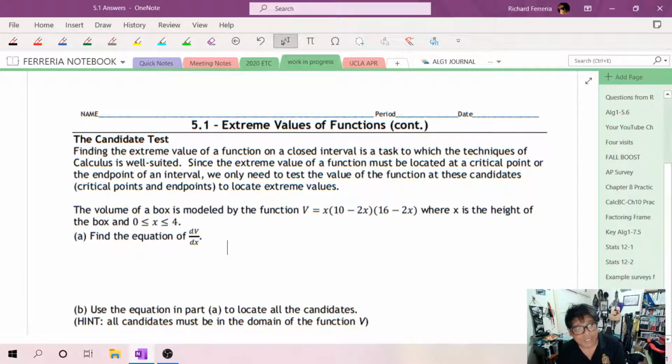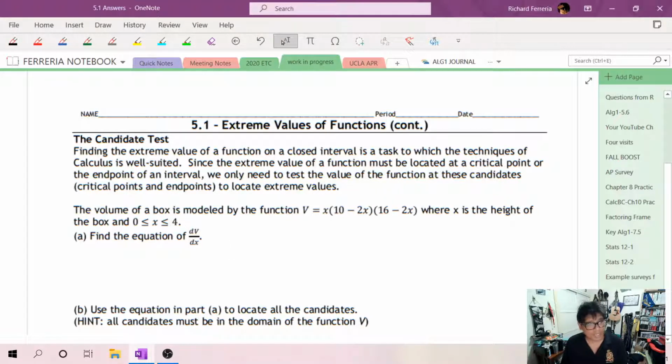So I'm going to say this again. If the task is to find the extreme value of a function on an interval, then you're going to use the candidate test. So we have this example. We've got the volume of a box is modeled by this equation. Volume is equal to x times a quantity 10 minus 2x times a quantity 16 minus 2x, where x is the height of the box and x is between 0 and 4.